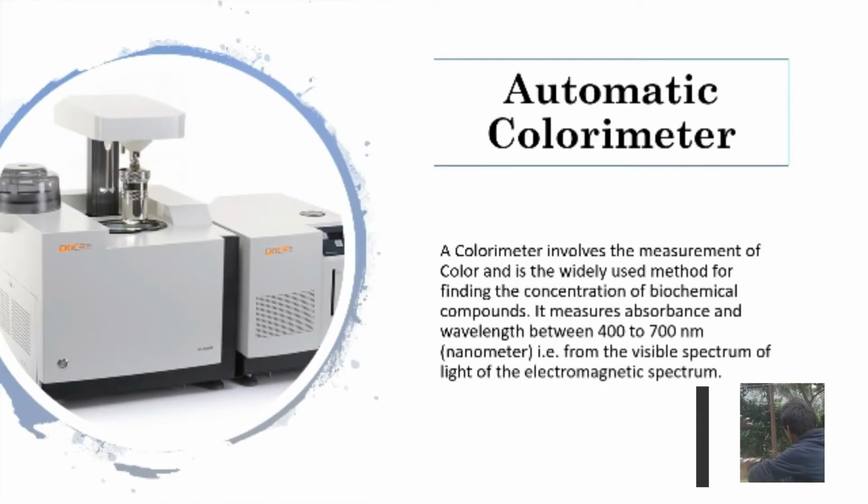The colorimeter, or the automatic colorimeter, involves the measurement of color and is widely used for finding the concentration of biochemical compounds. This is the item that is the counterpart of the spectrophotometer. The difference from our spectrophotometer is that it also measures color and light, while the colorimeter just measures the color of a certain concentration of a substance. It measures the absorbance wavelength between 400 to 700 nanometers from the visible spectrum of light of the electromagnetic spectrum. So this 400 to 700 nanometers is the visible spectrum of light, which can be seen by the eye, visible, naked eye.